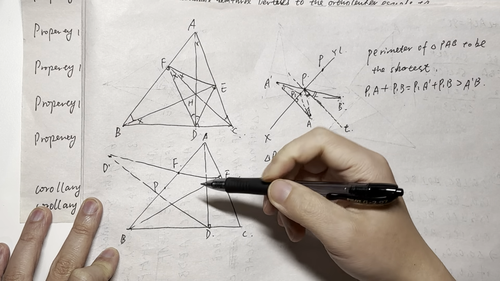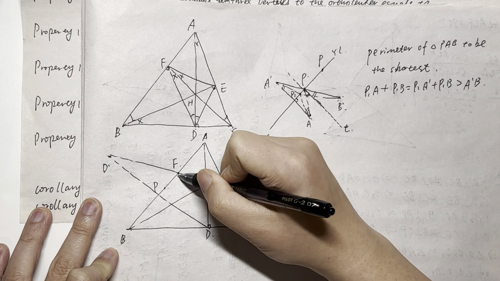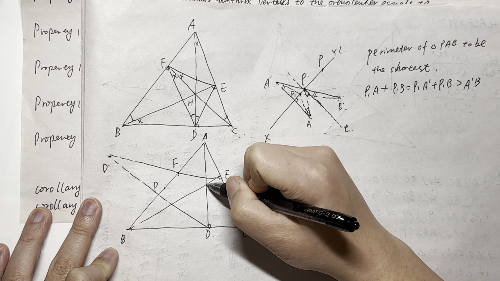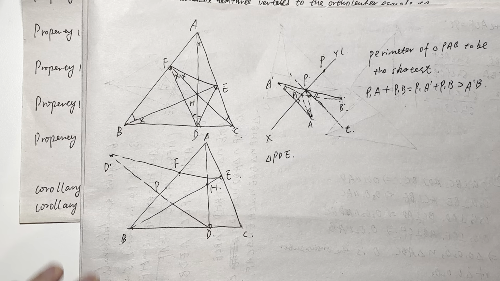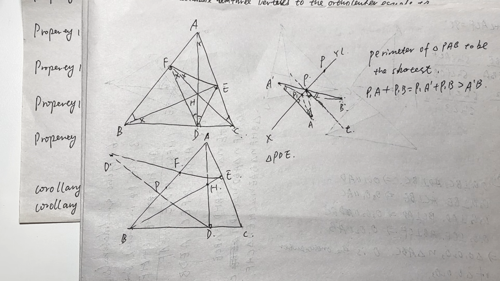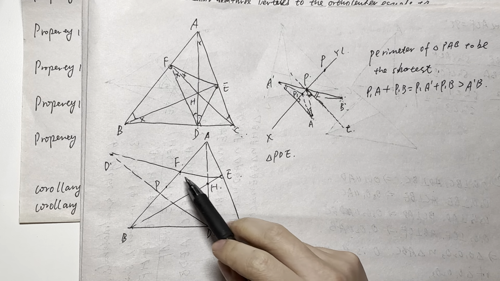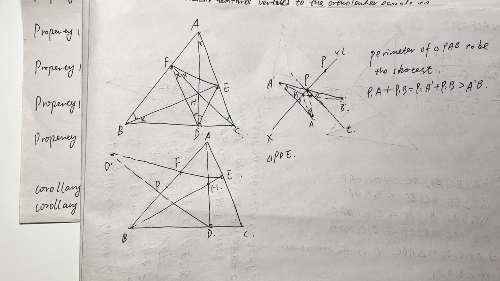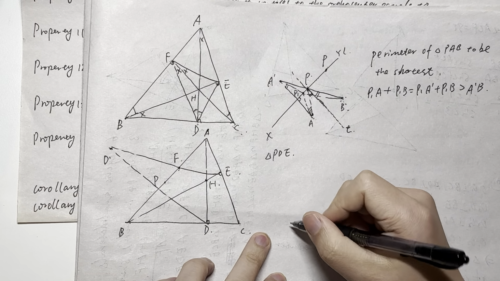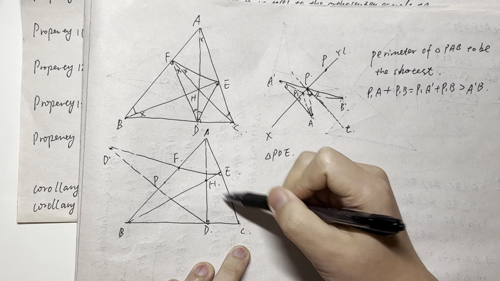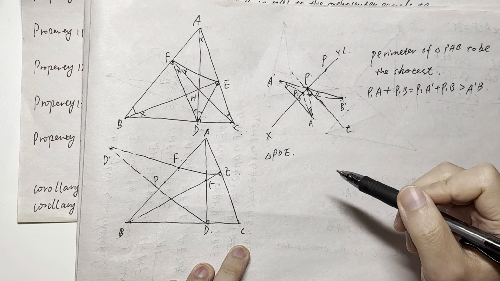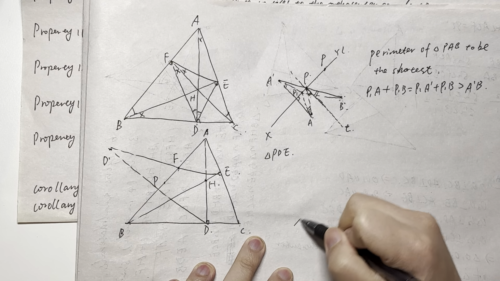So the question is whether CF is passing through the orthocenter H, right? That's the question. We already know that the way we find this F should give the shortest perimeter, right? Okay, so to prove that C, H, F are collinear, we actually can do it this way.